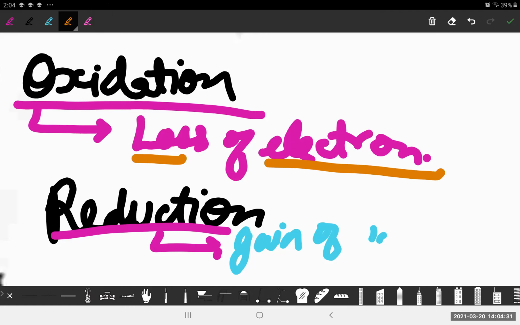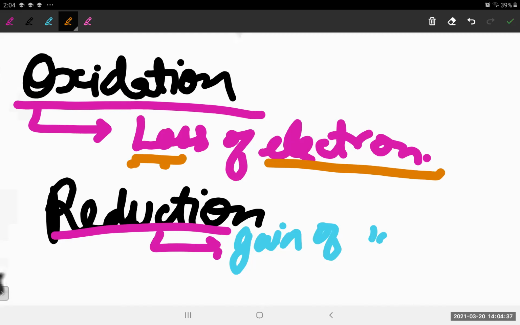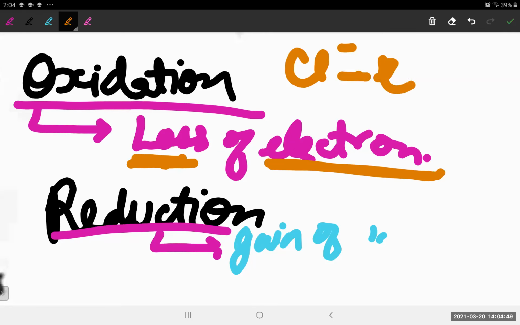So at the anode, what will happen? Oxidation, sorry, loss of electron is happening. Cl is losing an electron at the anode, isn't it? So at the anode, oxidation is happening, and at the cathode, reduction is happening. So remember this.